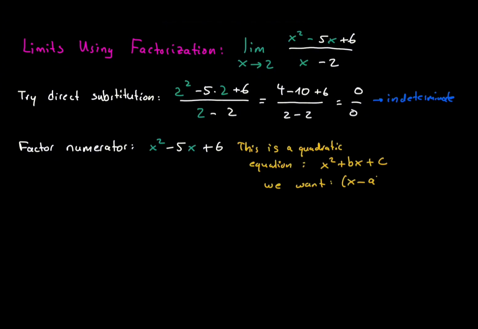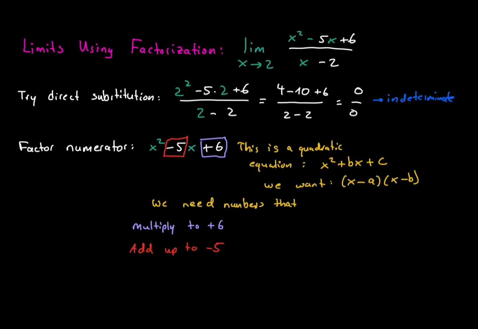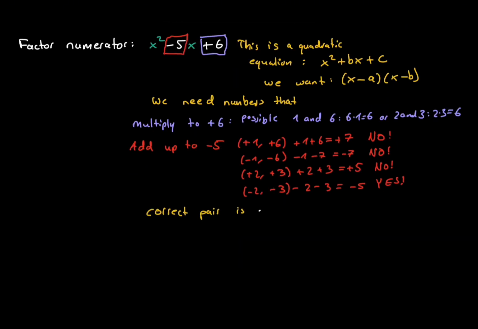We look for two numbers that multiply to plus 6 and add up to minus 5. Those numbers are minus 2 and minus 3. So we can factor the numerator as x minus 2 times x minus 3.